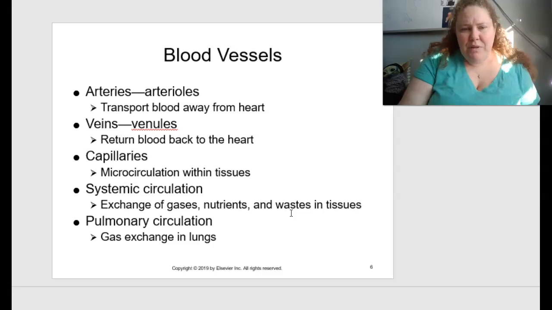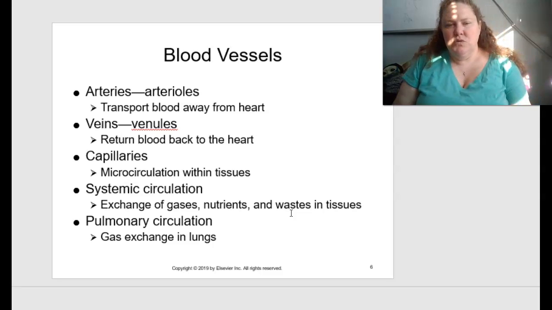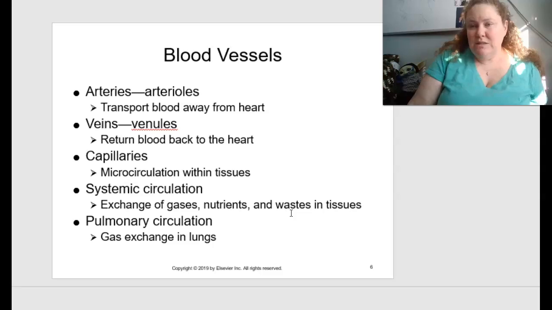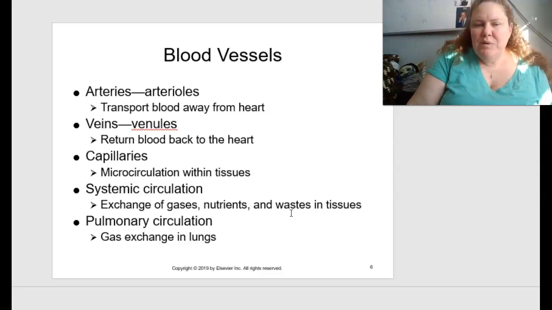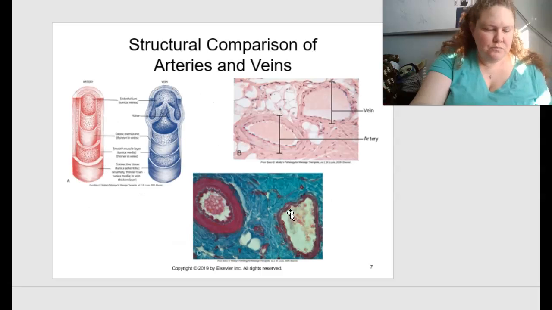You also have your capillaries, which are like our little baby vasculature. These let us do the microcirculation that occurs within the tissue. We also have systemic circulation, where we have the exchange of gases, nutrients, and wastes within the tissue. Then we have a very important pulmonary circulation, and this is where all the magic happens. This is where we have the gas exchange to get rid of the carbon dioxide and attach the oxygen, and this occurs in the lungs.